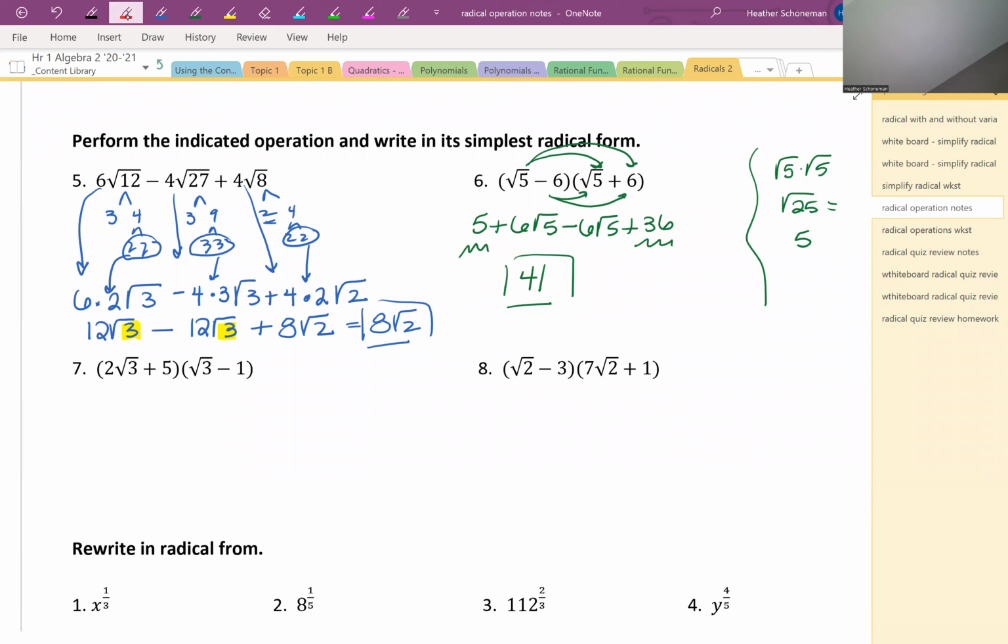All right, let's see what happens on the next one. So now I'm going to take 2 square root 3 times the square root of 3. So let's think about this. I have 2 square root 3 times the square root of 3.